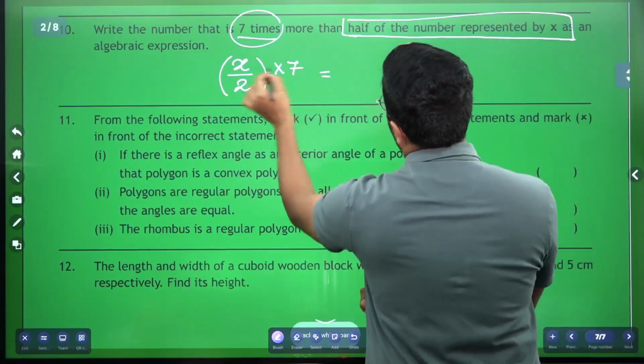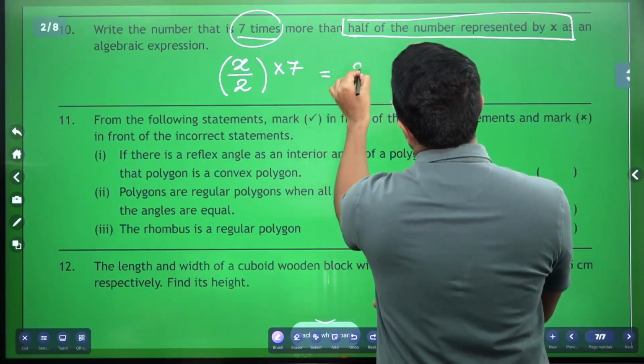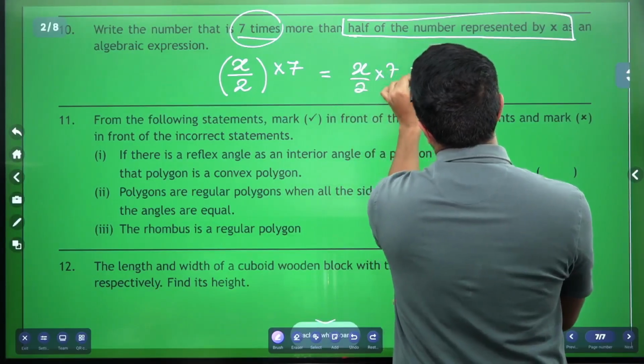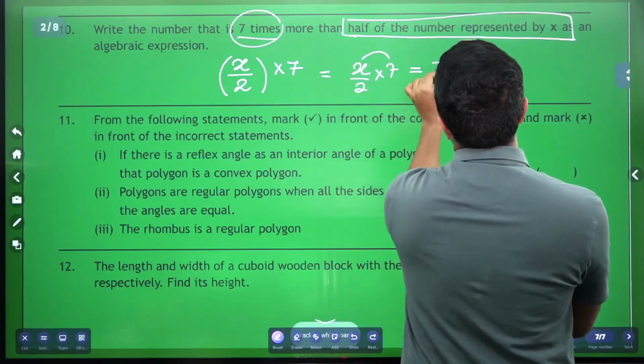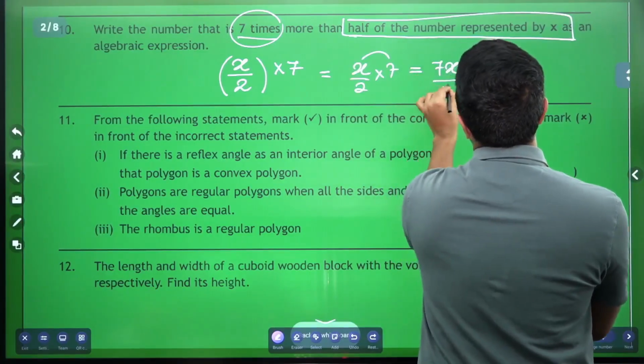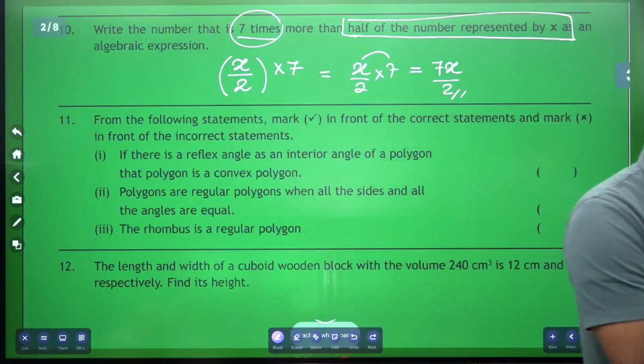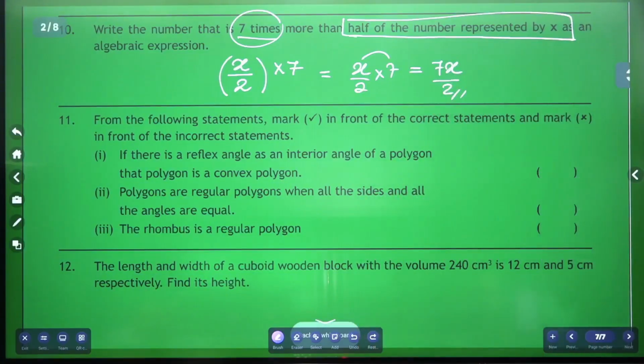If you want to write the simplified version, it's x over 2 times 7, which equals 7x over 2. Alright? All clear? Is there anyone who got the correct answer for this question? Please raise your hand if your answer is correct.